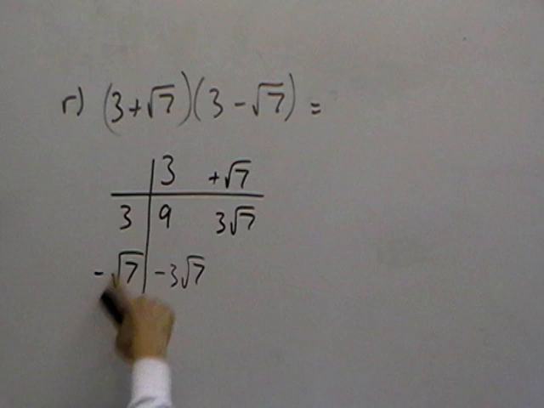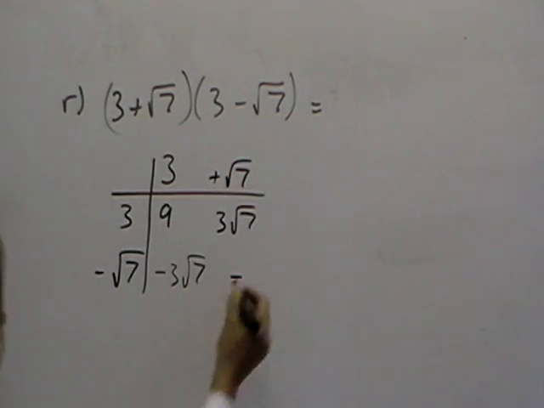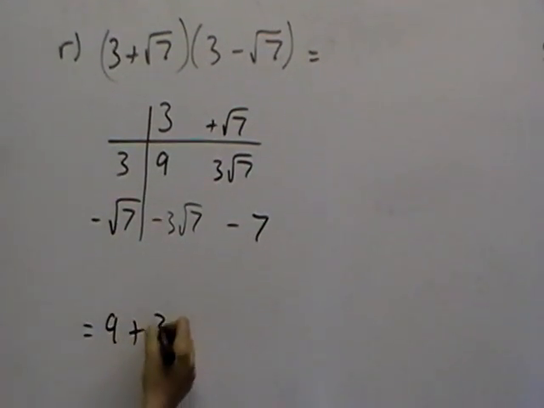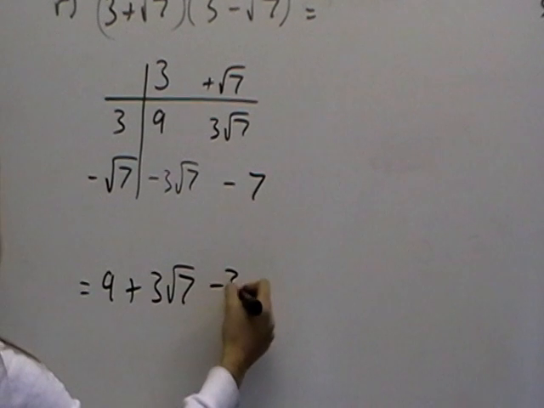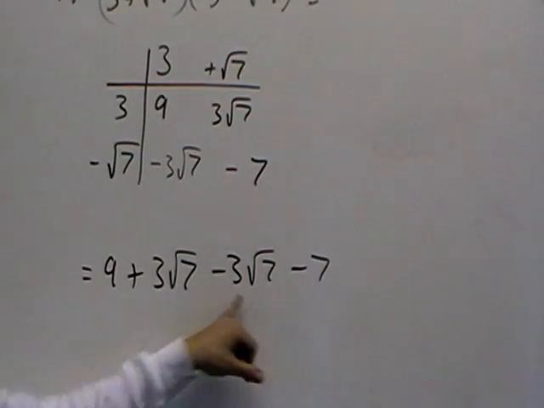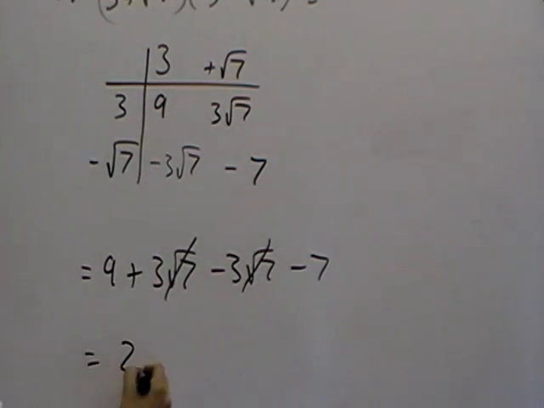And here we've got a negative times a positive, which is negative. Root 7 multiplied by itself will just be 7. So we have 9 plus 3 root 7 minus 3 root 7 minus 7. Again, this will give us 0. So we are left with 9 minus 7, which gives us the number 2.